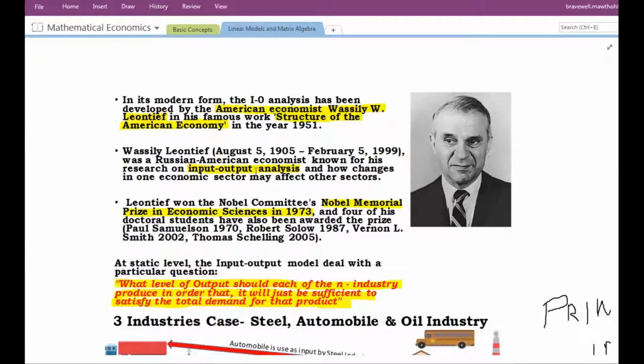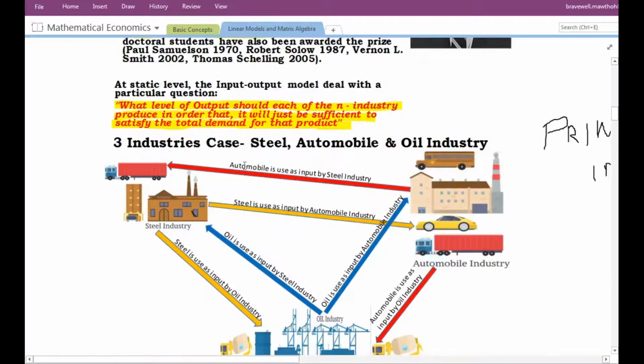At static level, that means at equilibrium level, referring to one data point, the input-output model deals with a particular question. What level of output should each of the nth industry produce in order that it will just be sufficient to satisfy the total demand for that product? So in this particular example, for understanding purpose, I have taken 3 industries. The industries are steel, automobile and oil. The model tries to suggest how much each industry should produce so that it will just be sufficient to satisfy the total demand for that product.